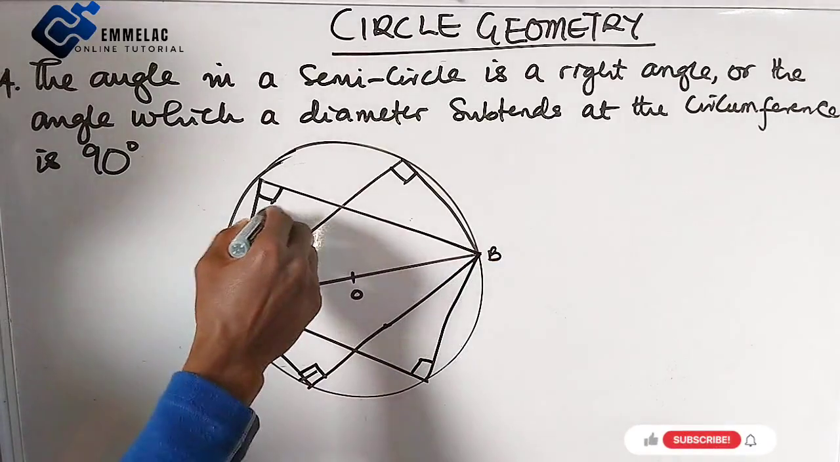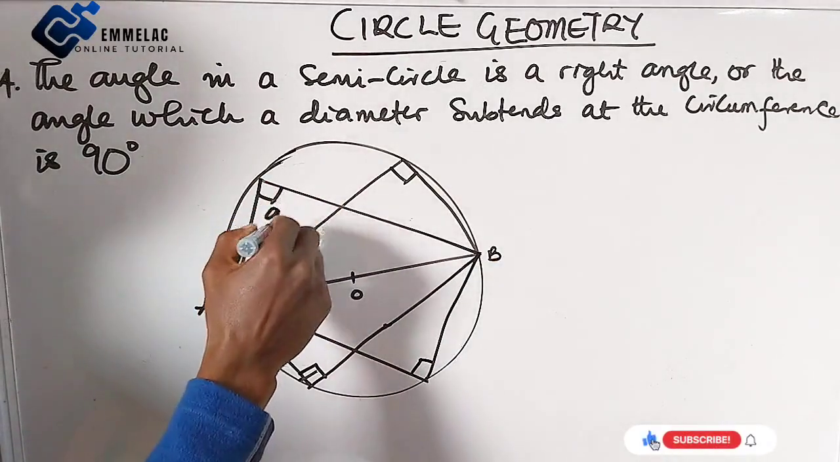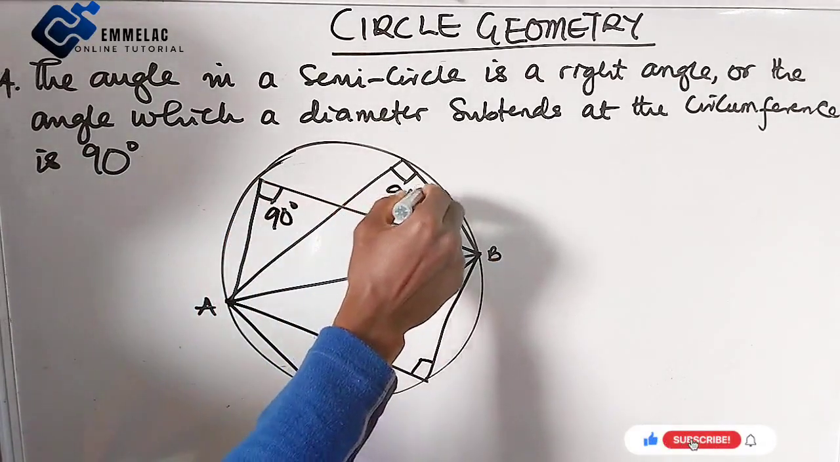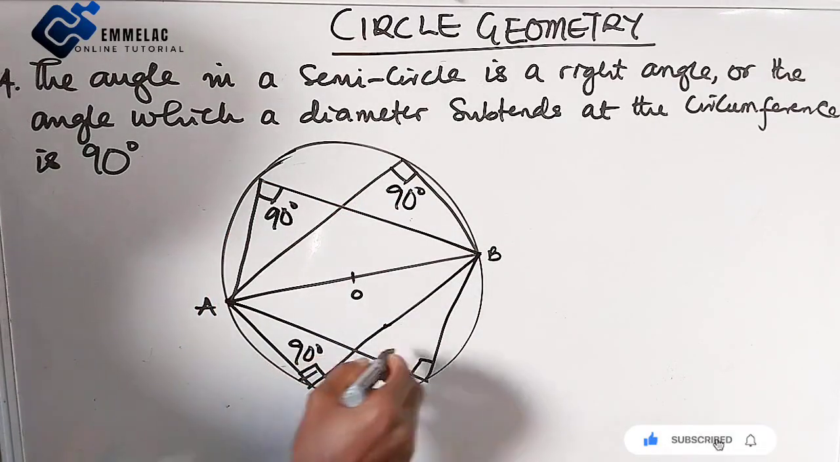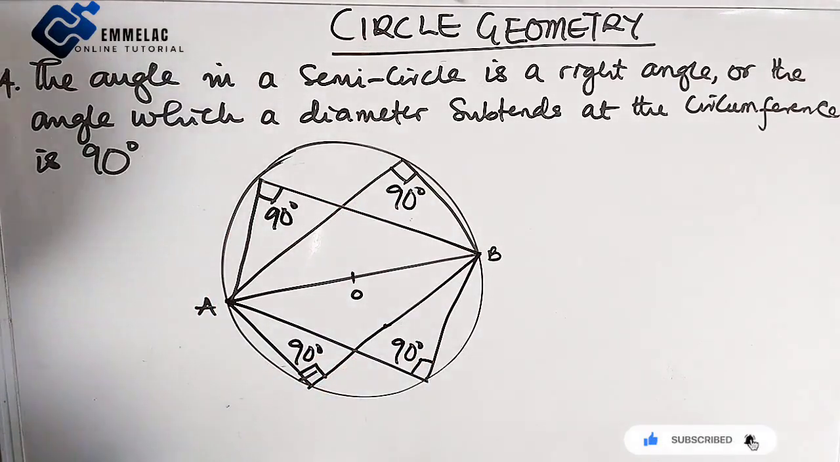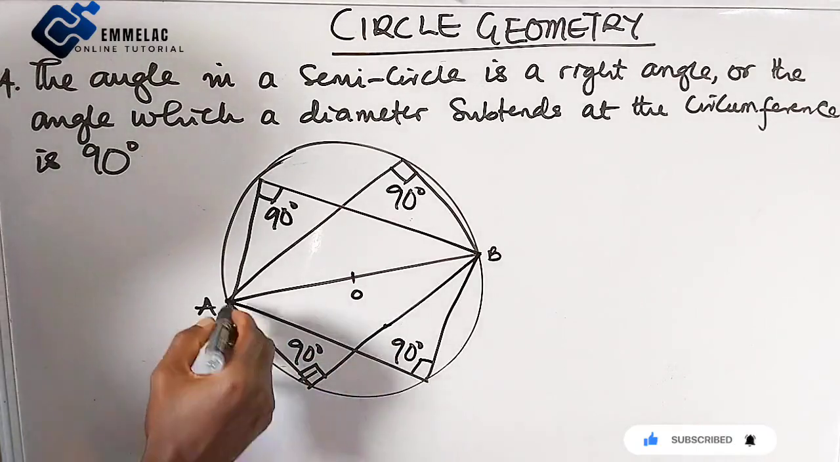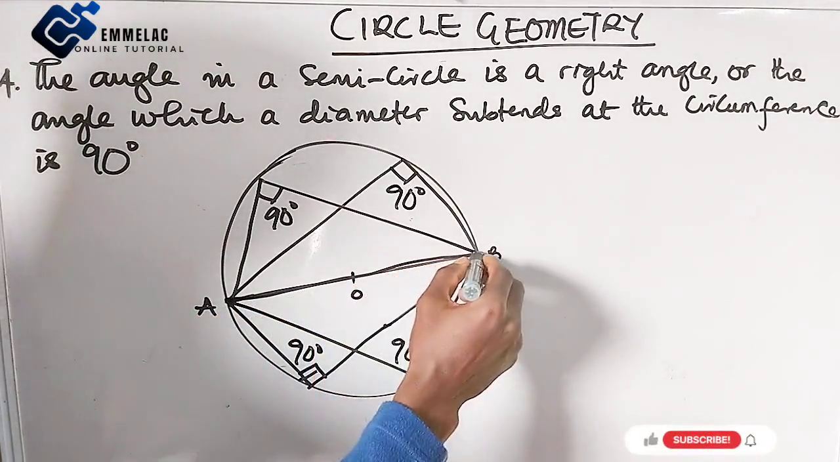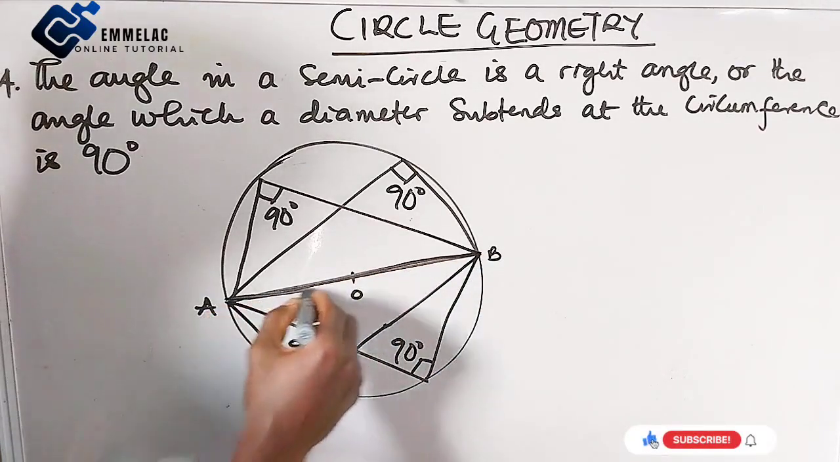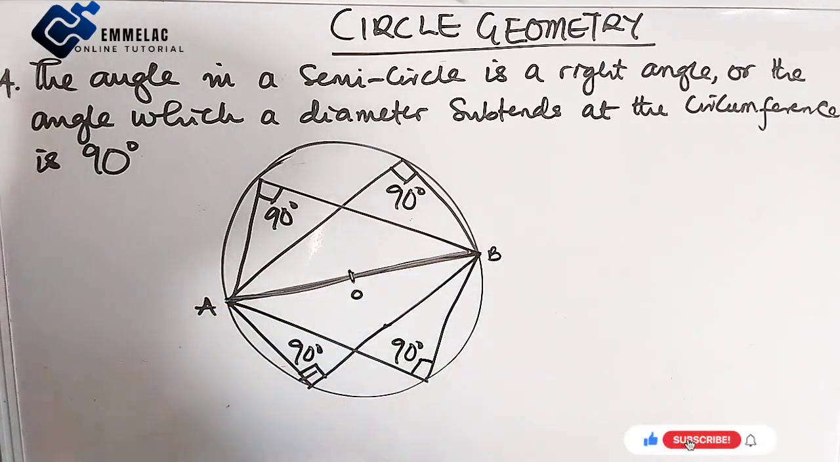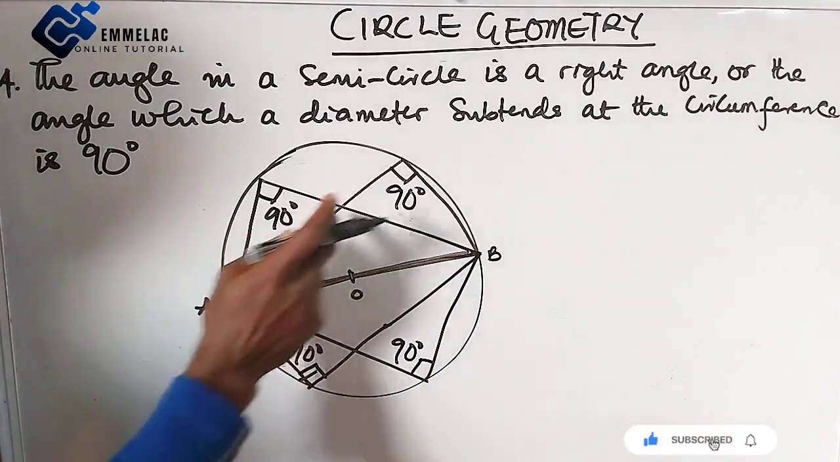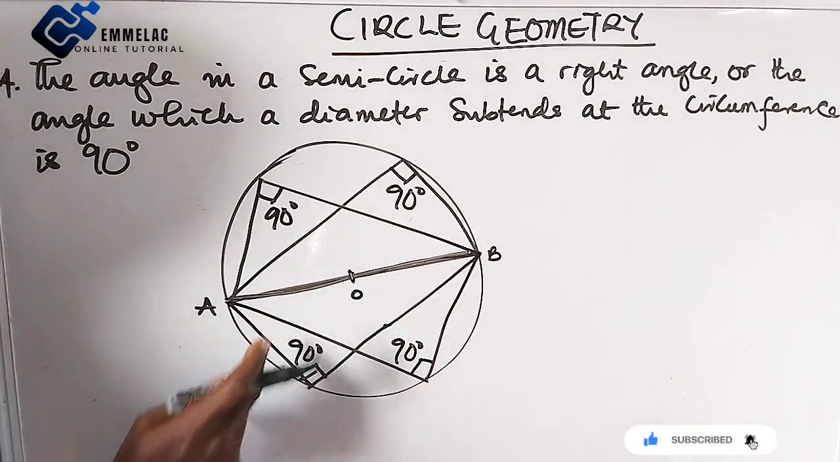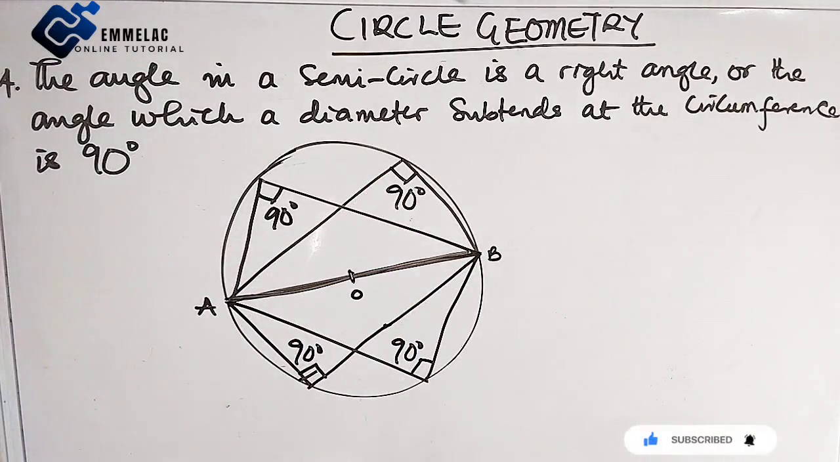So let me say this is 90, 90, 90, and 90. As long as the line or the base of the triangle is the diameter of the circle, then each of these angles subtended at the circumference is 90 degrees. Okay, now let's move to theorem 5.